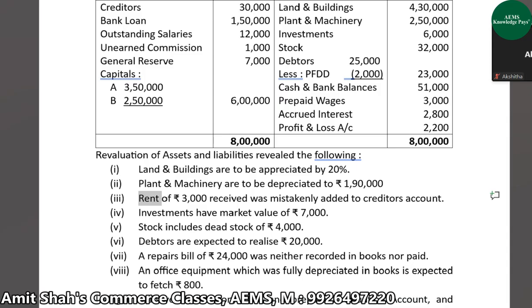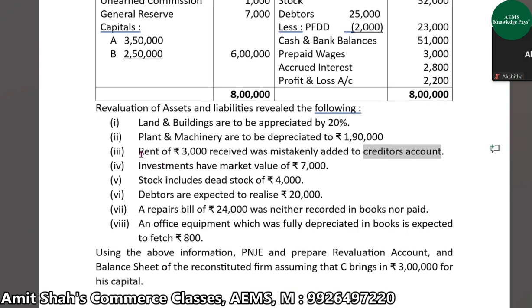If they had credited the rent account, their income surely would have increased, and with that, their profits would have increased. Correct or not? Yes. That is what we are doing by decreasing the creditors and crediting the revaluation account. So in one go only we rectified this mistake.